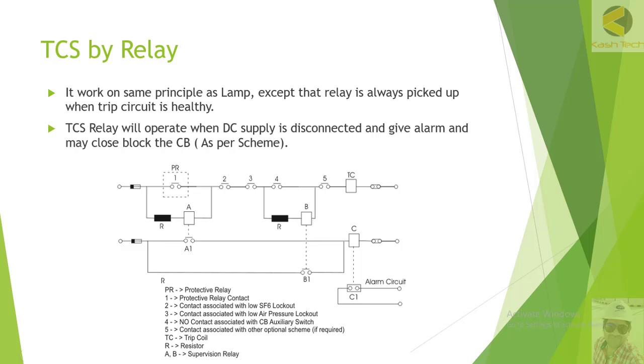During this opening and closing there is a transient condition, and for this an RC circuit is installed, which can hold the relay during this changeover up to 400 milliseconds, so that the relay should not operate during changeover. So this is how the trip circuit supervision is working. Thank you very much.